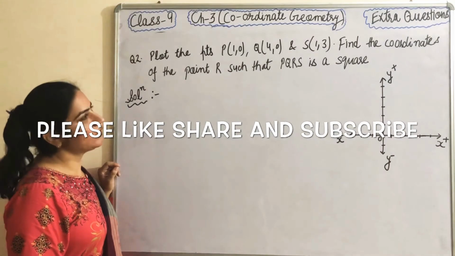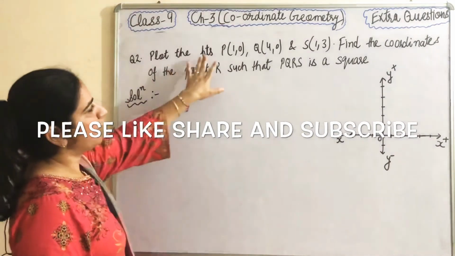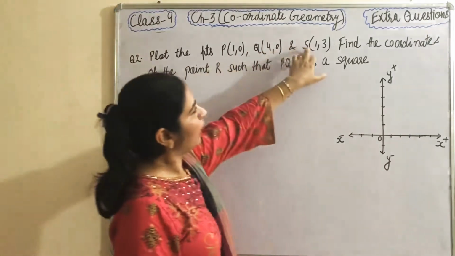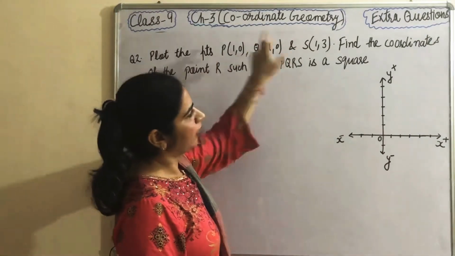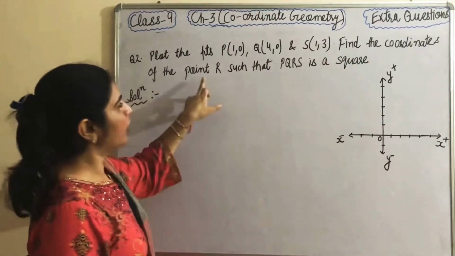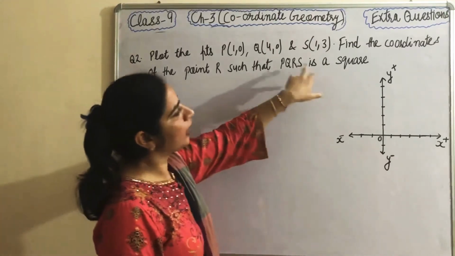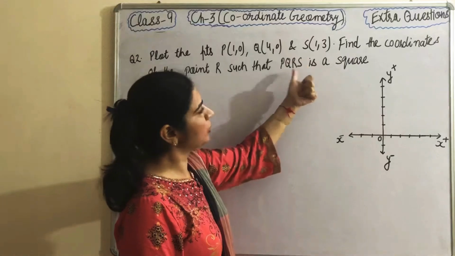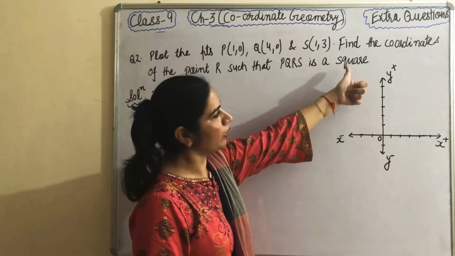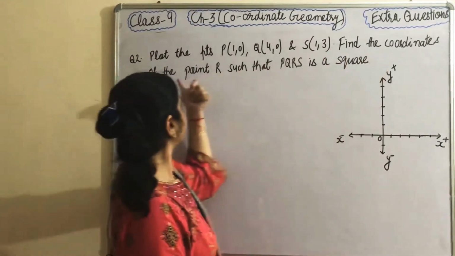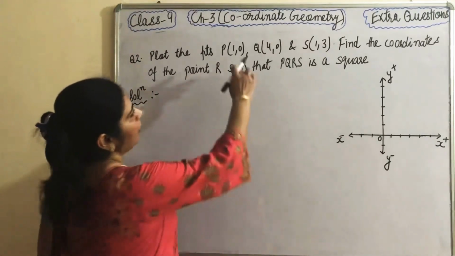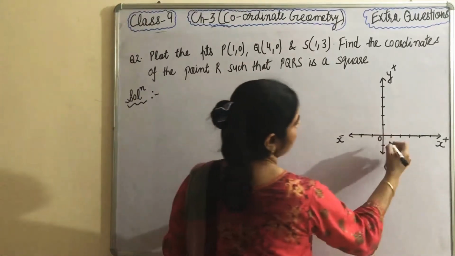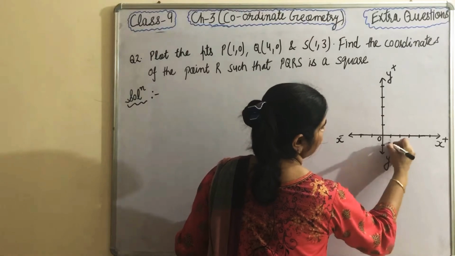Okay, another question, important type. Plot the points P, Q and S. Three points are given, and we have to find the coordinates of the point R such that PQRS is a square. Three points are given and the condition is given that it is a square, and we have to find the coordinates of the fourth point.